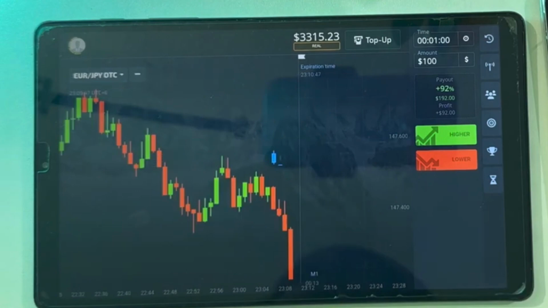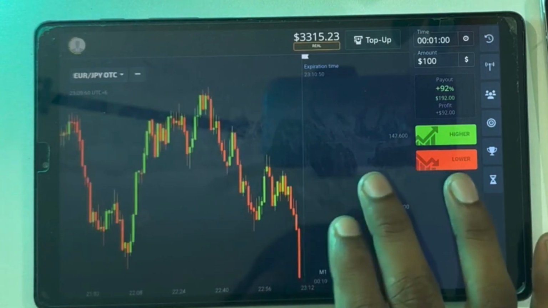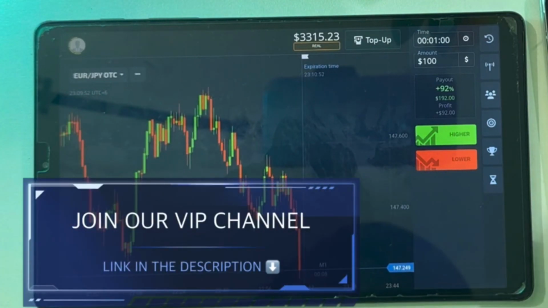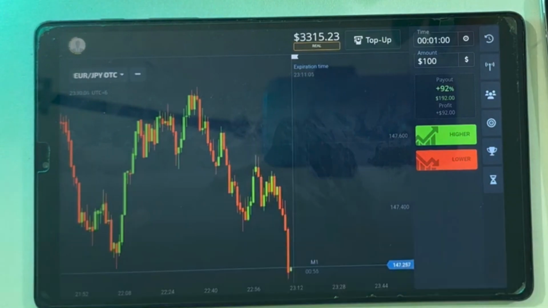So you can see this is another currency pair, and this is a big red candle. That means there may be a green candle here now. So we wait a bit.